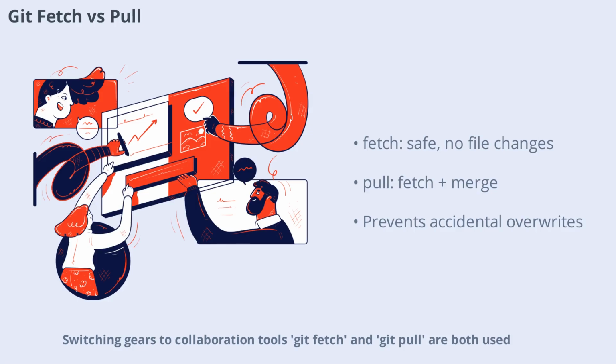Switching gears to collaboration tools, git fetch and git pull are both used to update your local repository from a remote one. Git fetch downloads new commits and branches but doesn't change your working files. Git pull does a fetch and then merges the changes into your current branch, updating your files automatically. Knowing when to use each helps you avoid accidental overwrites.